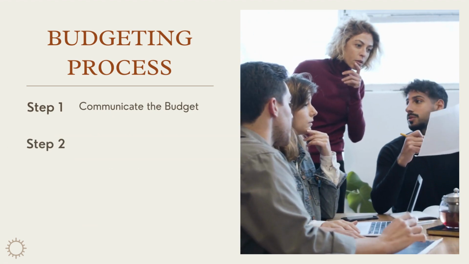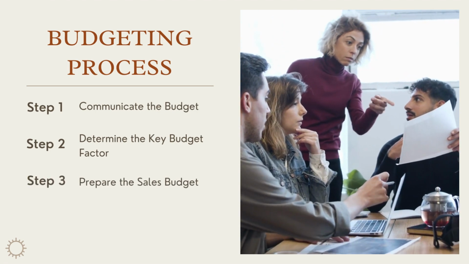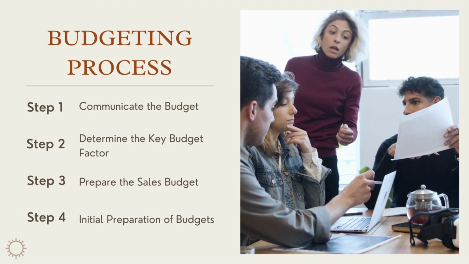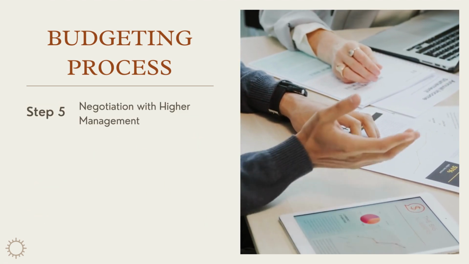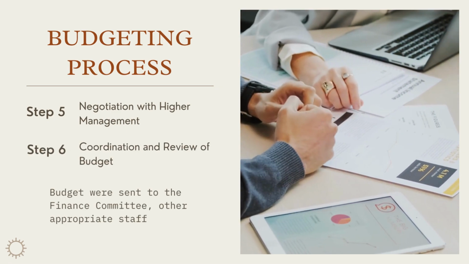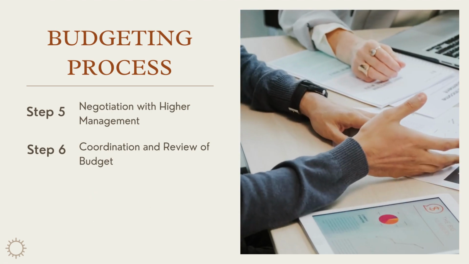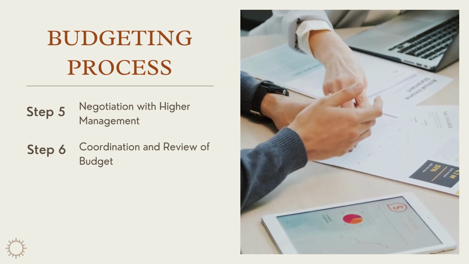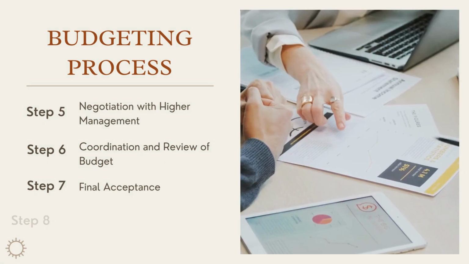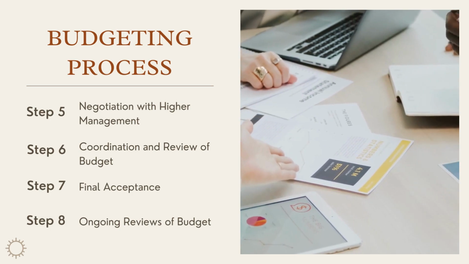The second step is to determine the key budget factor. Only after that will we prepare the sales budget. So step number 4 is the initial preparation of the budget. This budget will then be negotiated with the higher management in step number 5. Next, the budget will be sent to the finance committee as well as other appropriate staff and board committees for coordination and review. If everything is approved, it reaches step number 7, which is the final acceptance. And lastly, there will be ongoing reviews of the budget, where the budget will be updated and revised with time.